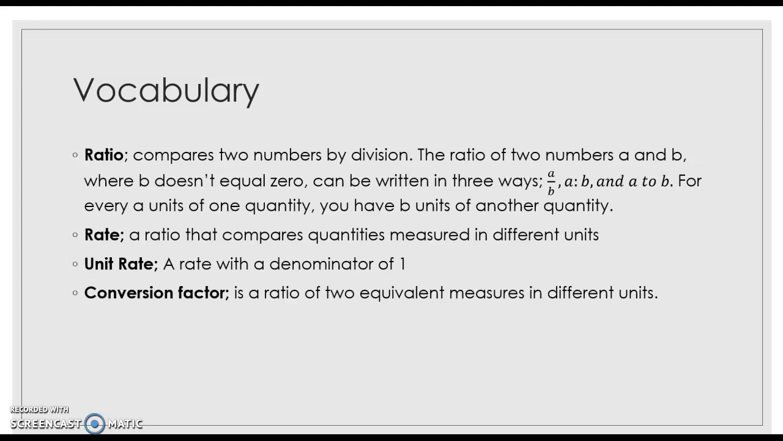A rate is a ratio that compares quantities measured in different units. So that's miles per hour, minutes per day, or well, I guess minutes per day, that's more of a conversion. Liters per second type of stuff. Unit rate, a rate with a denominator of 1. So that's again miles per 1 hour, right? Or cost per t-shirt. And then our conversion factor. This is a ratio of two equivalent measures in different units. So that would be like my minutes per day.